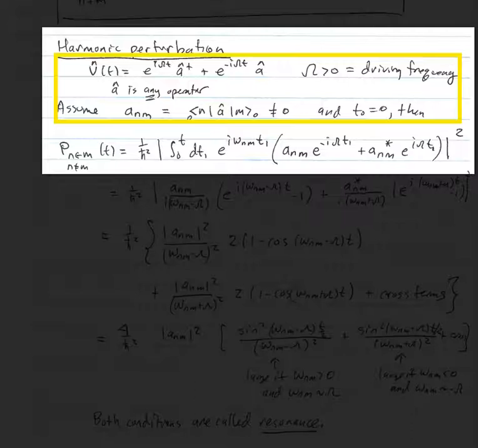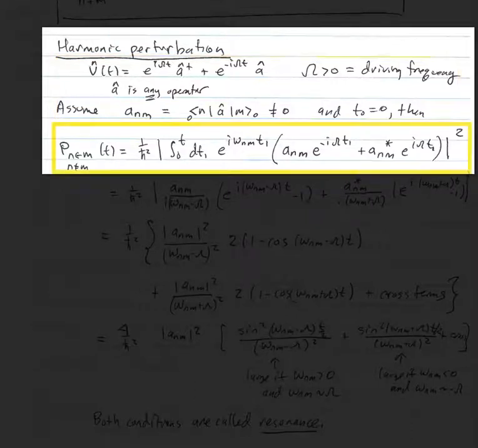Now, because we need the matrix element of V in these states n and m, we're going to assume that we have two states n and m where <n|a hat|m> is not equal to 0, so that matrix element is non-zero, and we're going to take t0 equal to 0 for simplicity in our formulas. Then what we find is the probability to go from m to n, when n is not equal to m, as a function of time is 1 over h bar squared, integral from 0 to t dt1, e to the i omega_nm t1 multiplied by a_nm e to the minus i Omega t1 plus a_nm star e to the i Omega t1. And we take the whole modulus of that thing squared.